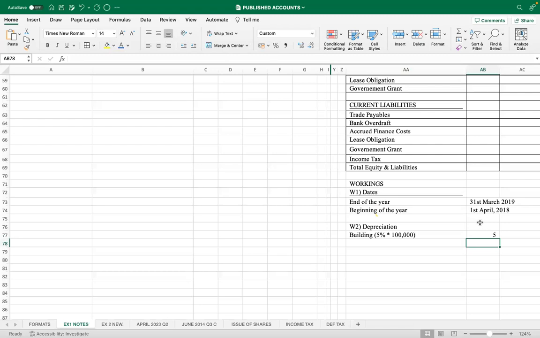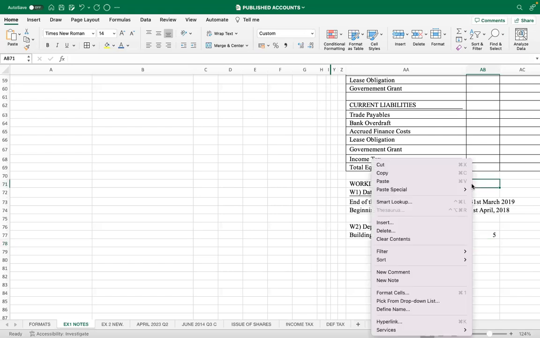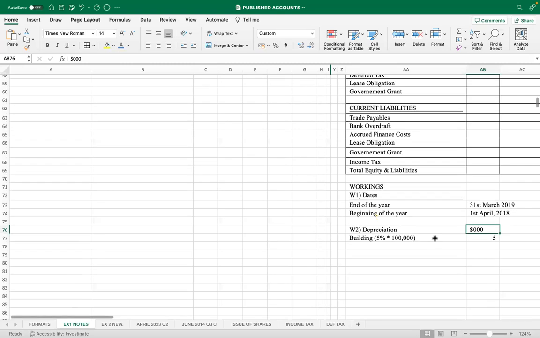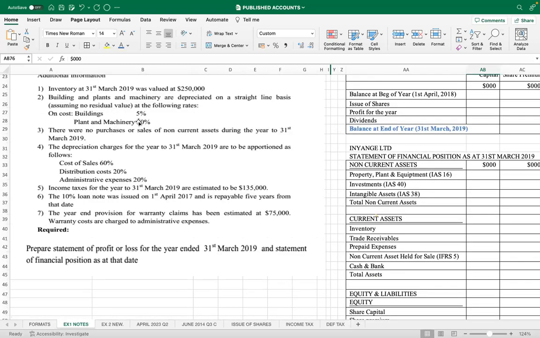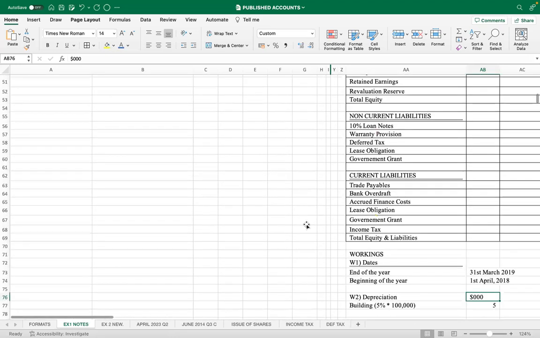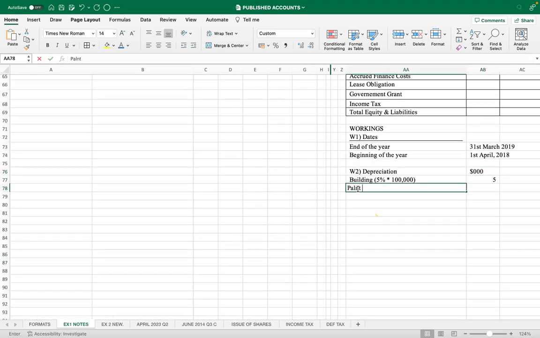We are working in thousands. Let's not forget that. All workings are in thousands. So that is depreciation of building. Let's go for the next depreciation. Plant and machinery, 20%. What is the cost of plant and machinery? 125. And the depreciation is 20%. So depreciation of plant and machinery is 20% times 125.